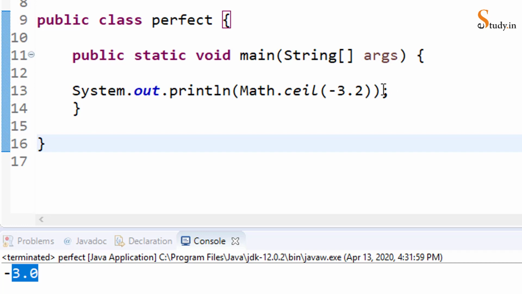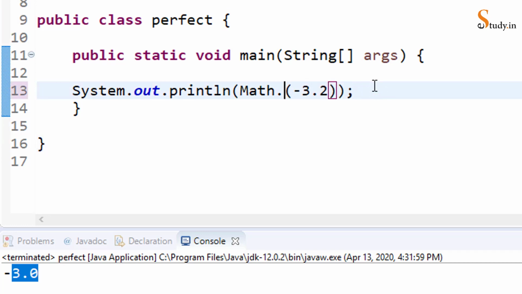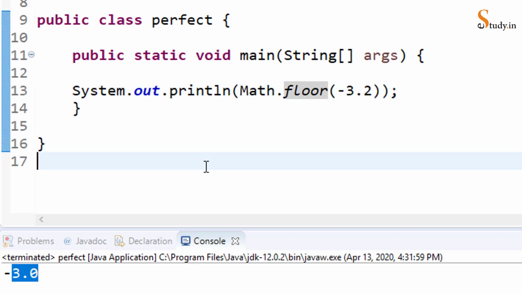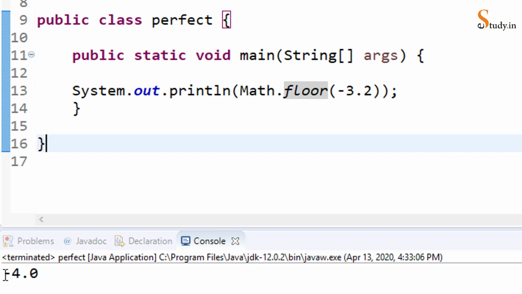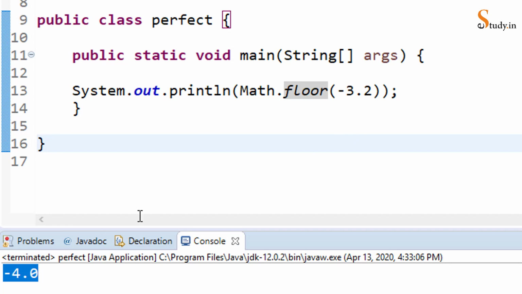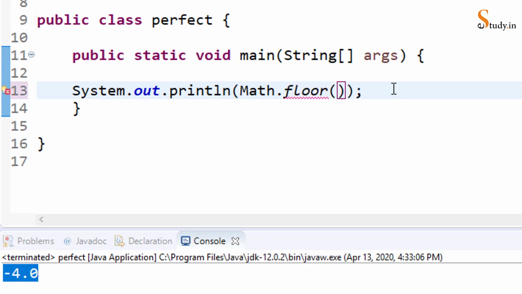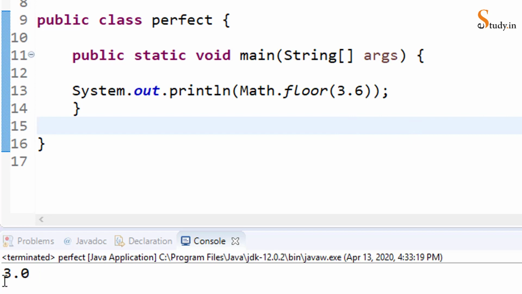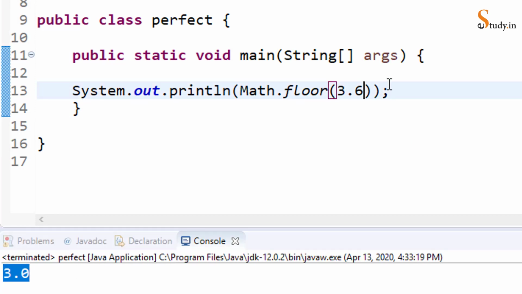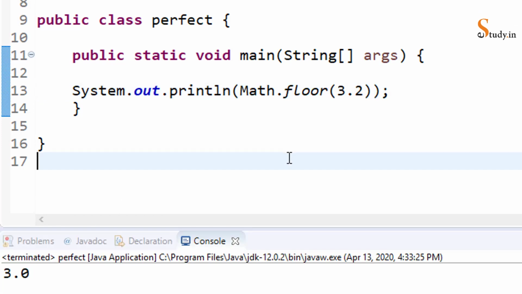So now instead of Ceil, let me change the function to floor. Okay, so minus 3.2. Which is the closest integer which is smaller than minus 3.2? That is minus 4.0. If I simply write 3.6, the smaller one would be 3.0. If you write 3.2, we get again 3.0. So this is how it works.